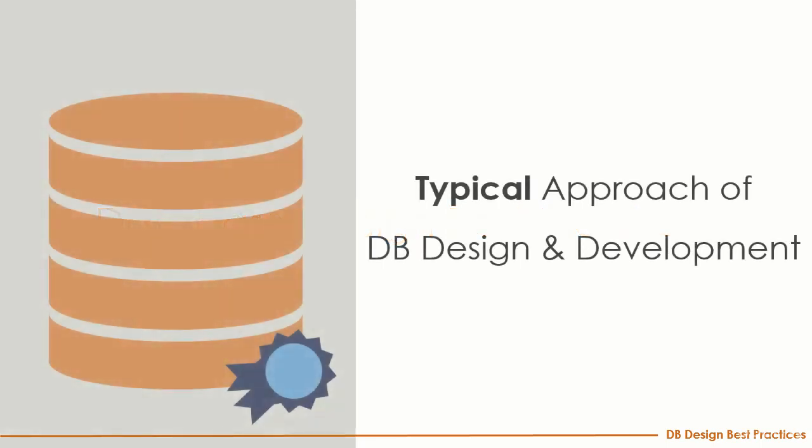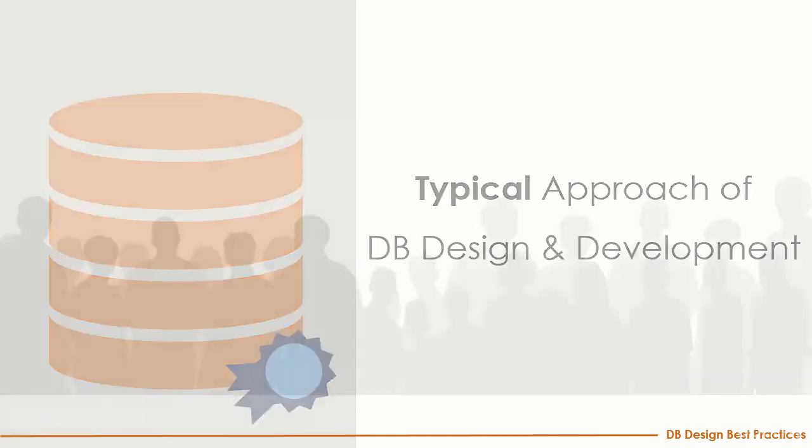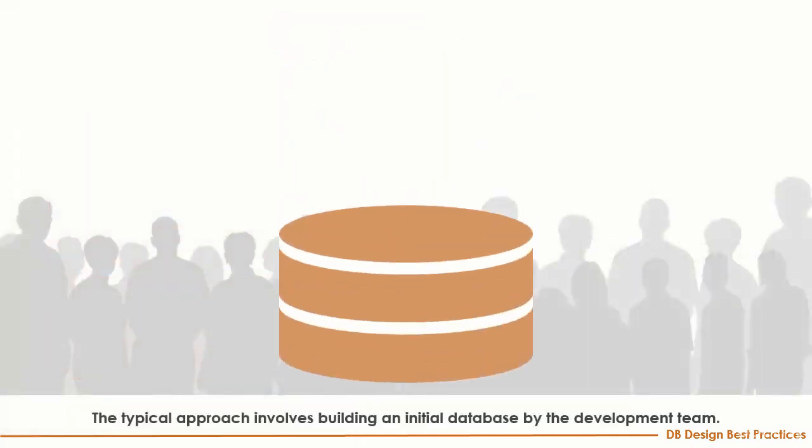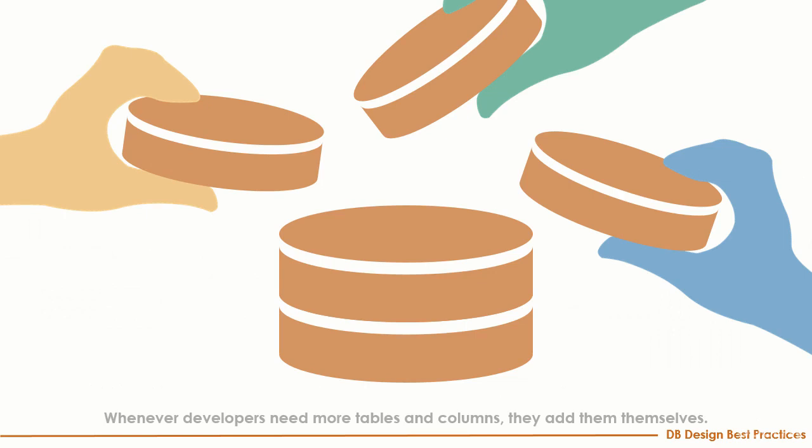Let's take a look at the typical approach of database design development in our software development team. Typically, we will develop the initial database with the development team altogether. This will have quite a small number of tables and columns, just to initialize the development. However, from time to time, when developers need tables or columns to store their information, they will add the tables and columns by themselves.